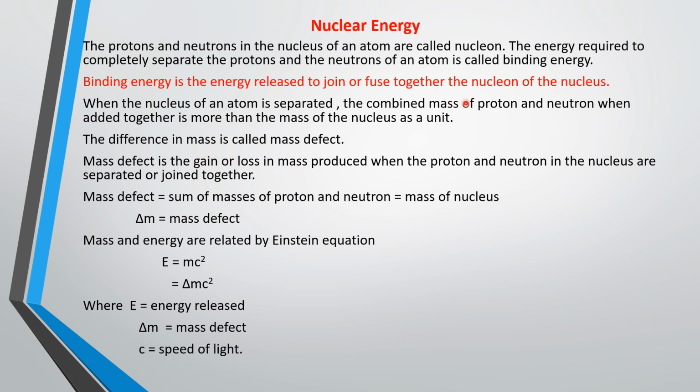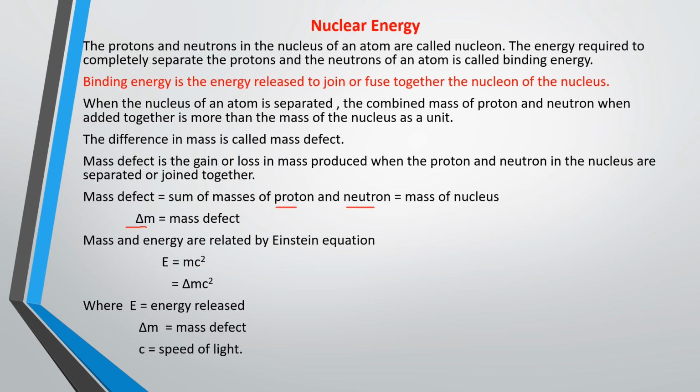Now, when the nucleus of an atom is separated, the combined mass of proton and neutron when added together is more than the mass of the nucleus as a unit. The difference in mass is called mass defect. Mass defect is the sum of masses of the proton and neutron minus the mass of the nucleus. That is mass defect.